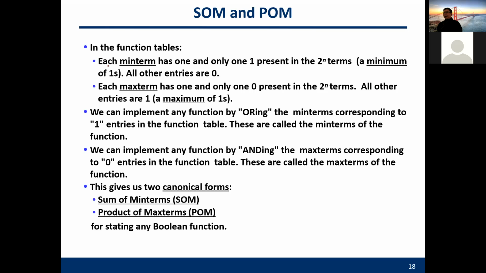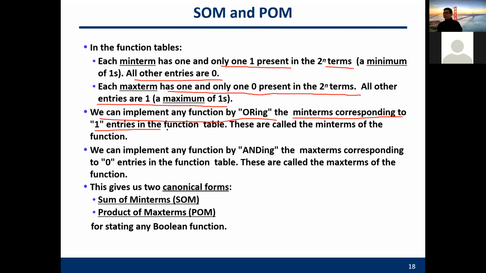Each minterm has one and only one 1 present in the 2 to the n terms. All the others are zeros. Each maxterm has one and only one 0 present in the 2 to the n terms. All the other entries are ones. So we can implement any function by ORing all the minterms corresponding to a one entry in the truth table, our function table.